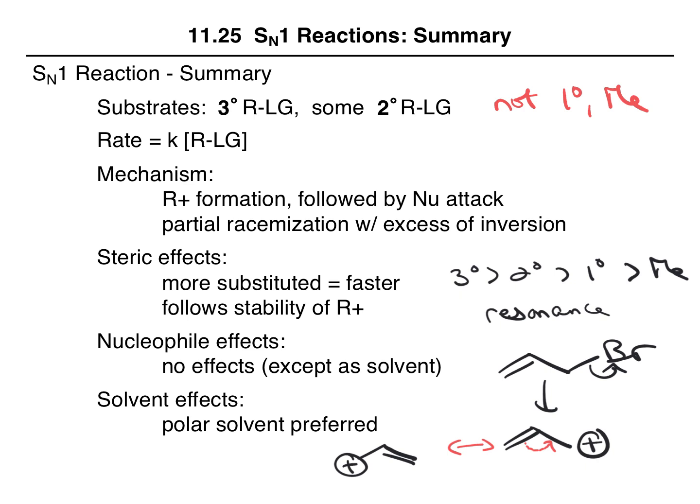For the SN1 reaction, the nucleophile doesn't have an effect as a nucleophile, but it can have an effect if it is the solvent. And so for solvent effects, a polar solvent is preferred. The higher the dielectric constant, the faster the reaction will be.